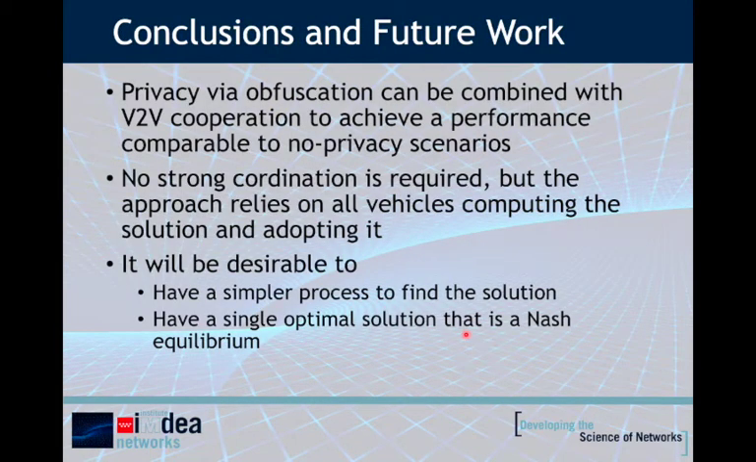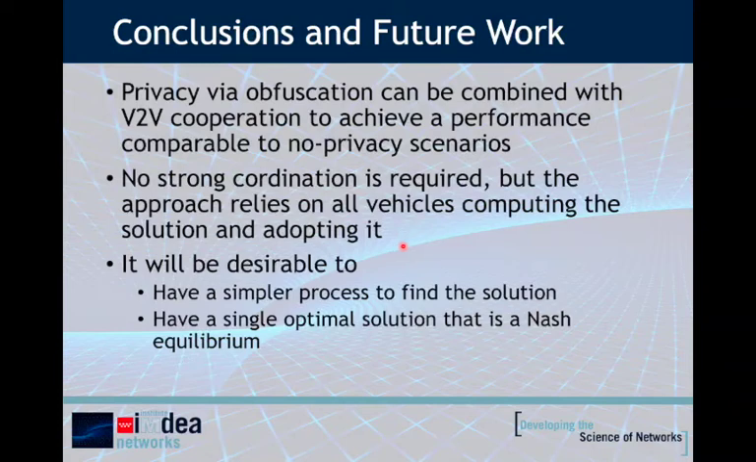So just to conclude, what we have shown is that achieving privacy via obfuscation can be combined with this V2V cooperation with probabilistic coordination to achieve a performance that is comparable to scenarios with no privacy, or scenarios in which you have a perfect coordination via clusters. What we show is that no strong coordination is required, but we rely on all vehicles computing a solution which is in an equilibrium and adopting it.